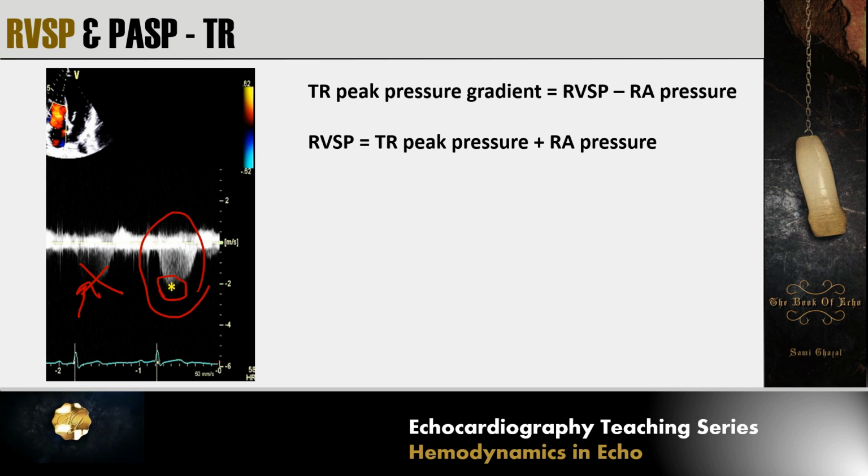Now this pressure will represent the difference between the RV and RA. So the RV is higher than RA by this much. So RVSP will equal this pressure, tricuspid regurgitation, plus the estimated RA pressure, which we have just seen in the previous slides. Now, in case we have a severe tricuspid regurgitation, this relationship between RA and RV pressure gradient will be distorted, and we cannot utilize this method to accurately estimate the RVSP.